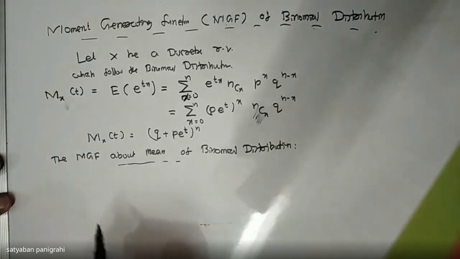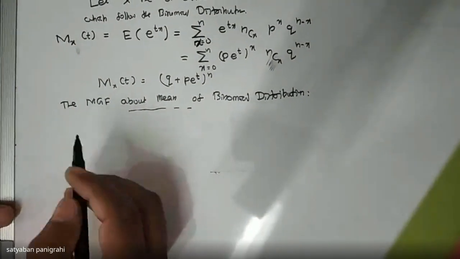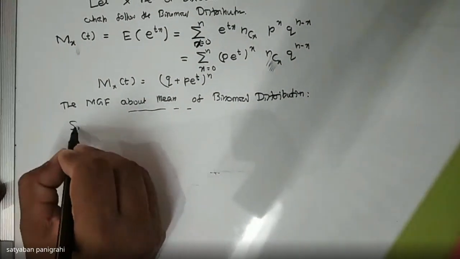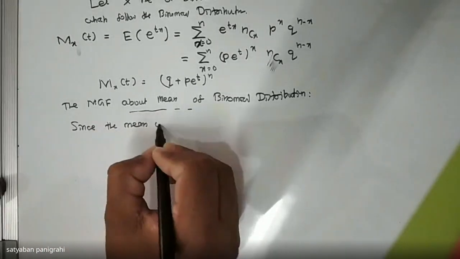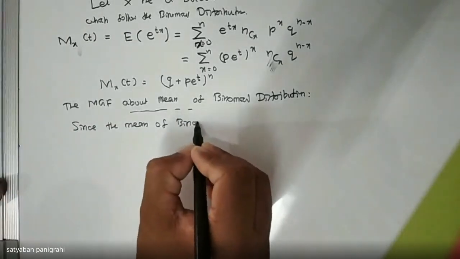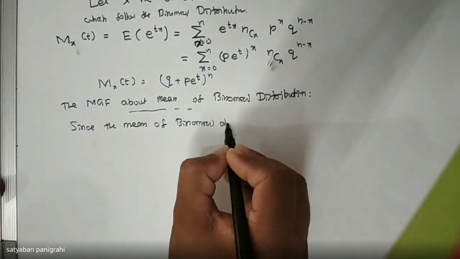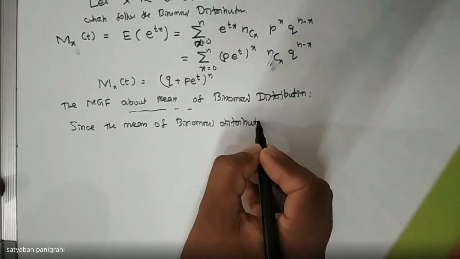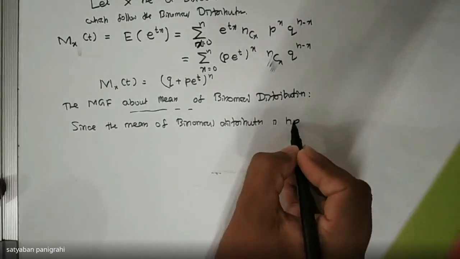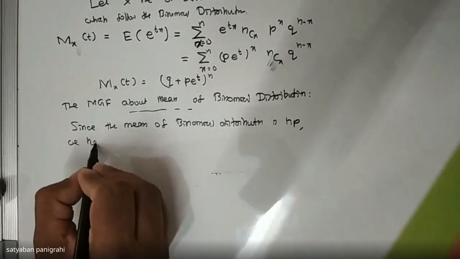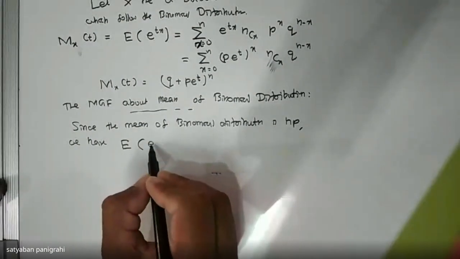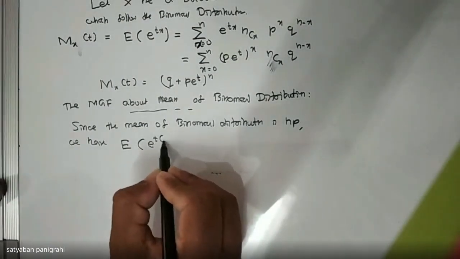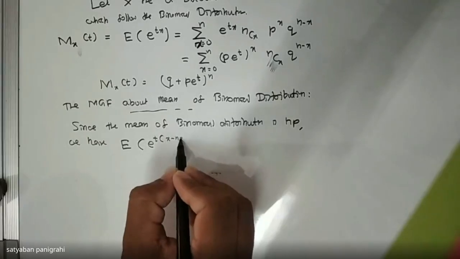About the mean, now you have to calculate. So for that one, what do we take? Since the mean of the binomial distribution is np, what we have is the expectation value of e to the power t into (X minus np).